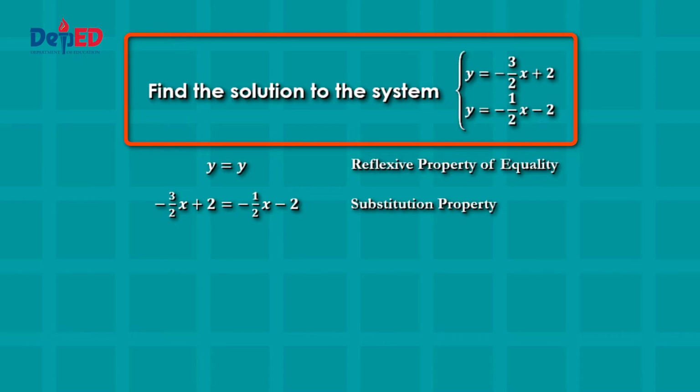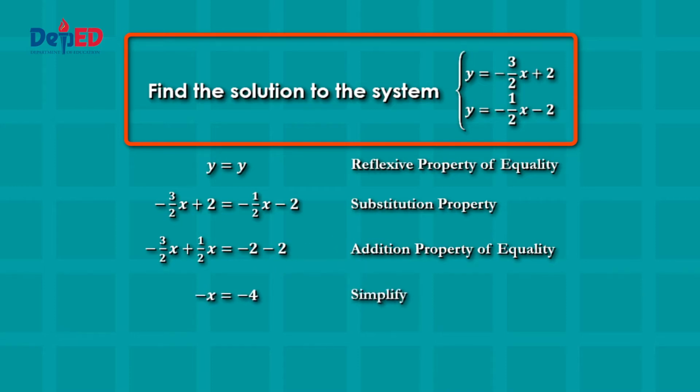Negative 3 halves x plus 2 is equal to negative 1 half x minus 2. By the addition property of equality, we can isolate the terms with variables on the left side and the constant terms on the right side of the equation. Negative 3 halves x plus 1 half x equals negative 2 minus 2.